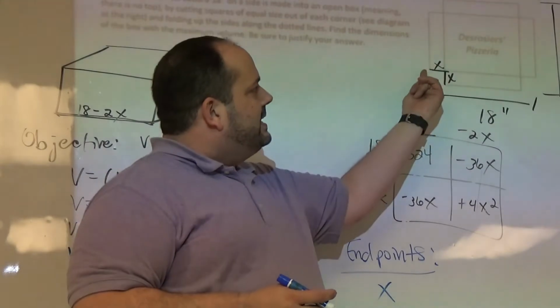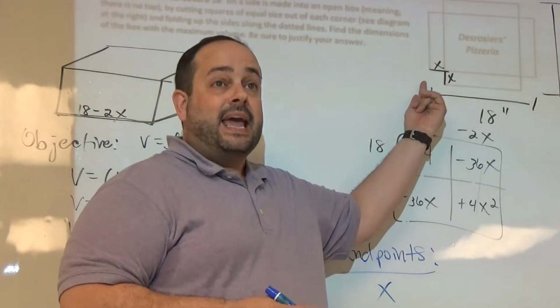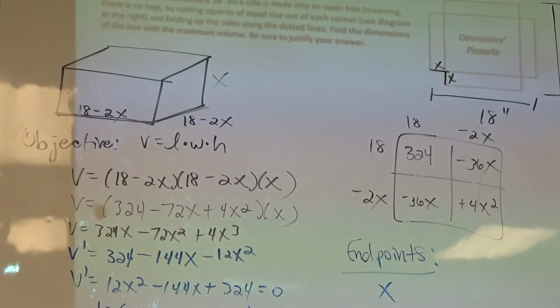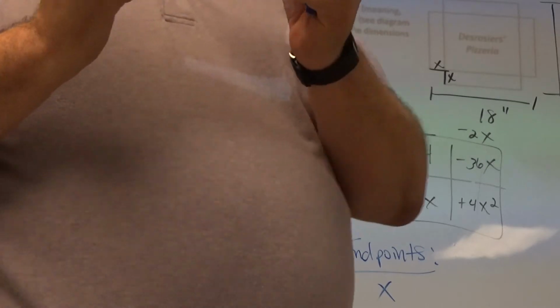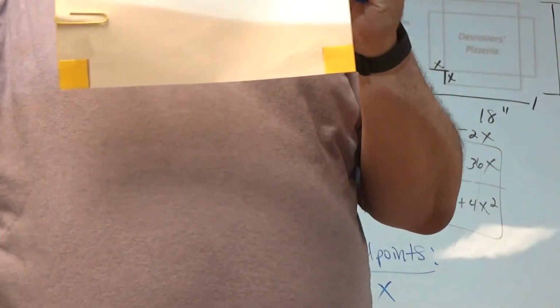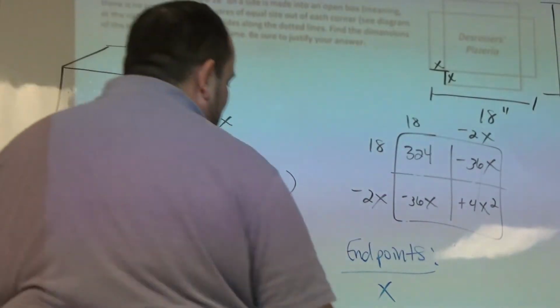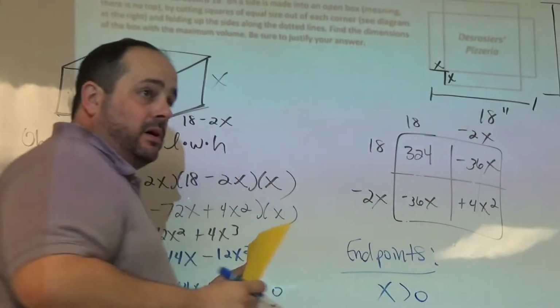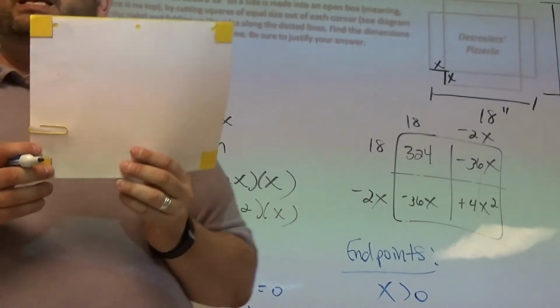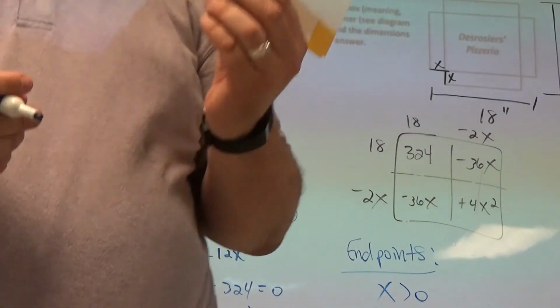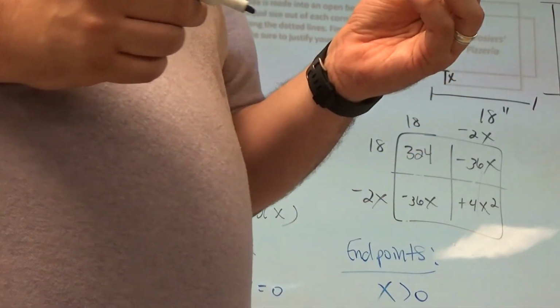x represents the length of the square that I'm taking out. Is there a smallest value? Zero. Is there a smallest value of what I can take out from each corner? Yes, anything bigger than 0. So what I'm going to say is that x has to be greater than 0. Now here's where I really confused the last class, and I did not mean to, and things went downhill quickly.